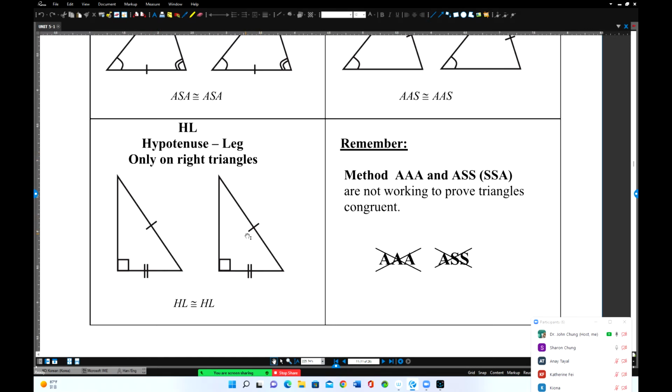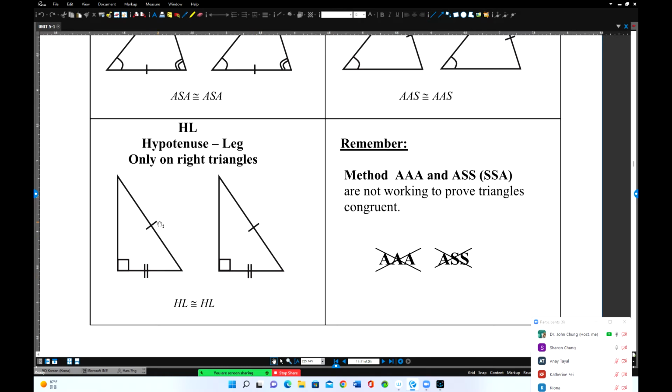They are congruent. One of the legs, the corresponding leg, not this one, because they are not corresponding sides. Only these two sides are corresponding sides. They are congruent. On right triangles, you can say hypotenuse leg congruent to hypotenuse leg.